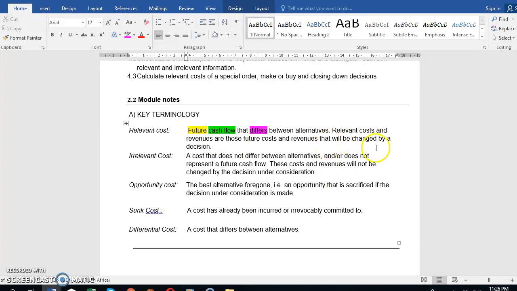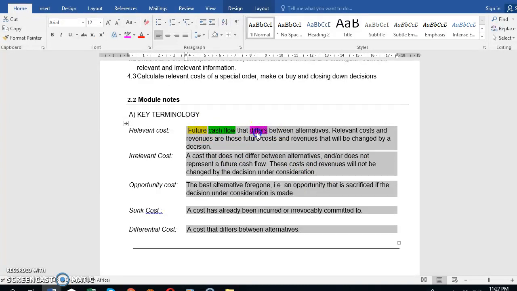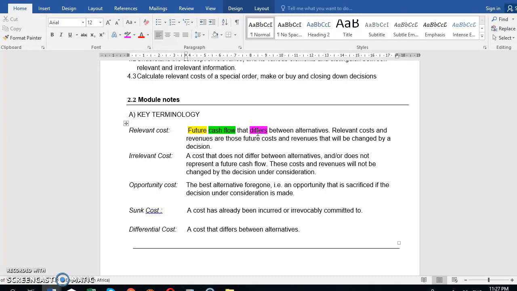Alright, so relevant costs and revenues are those future costs and revenues that will be changed by a decision, in other words, changed by the option that you take. An irrelevant cost is effectively the opposite of a relevant cost. It's a cost that does not differ between 2 alternatives and does not represent a cash flow. These costs and revenues will not be changed by the decision under consideration. So if you just remember future, cash flow, and differ, then anything that's not future and or not cash flow and or does not differ is irrelevant. Alright, so this definition is hugely important.